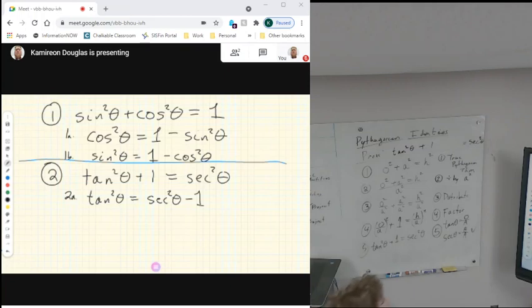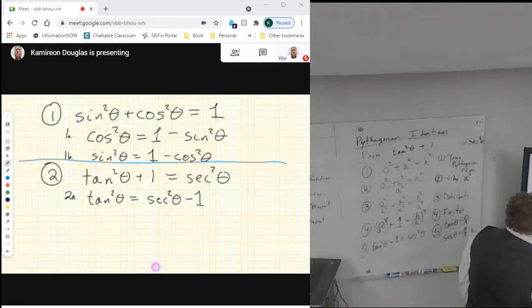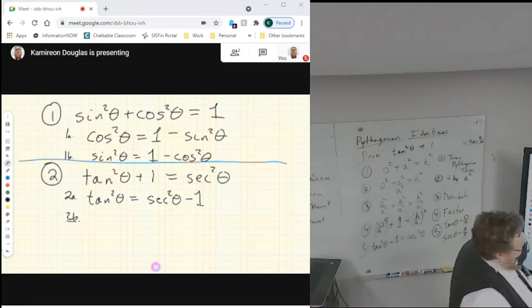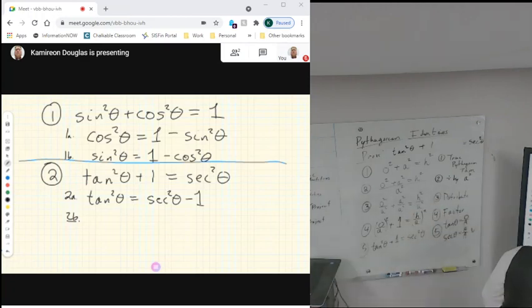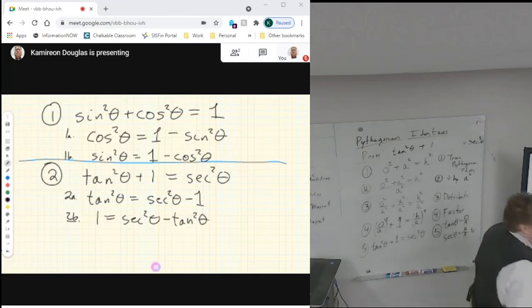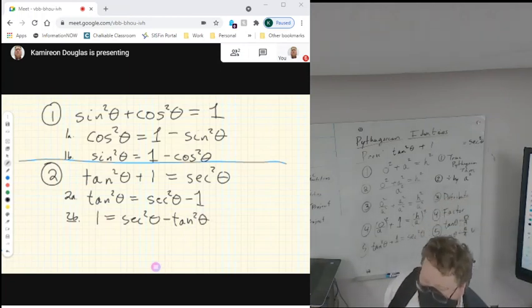Second version, a little less interesting. 2b, or not 2b, whatever. I move the tangent over. I end up with 1 equals secant squared minus tangent squared. And again, these are not new, they're just rehashing the old.